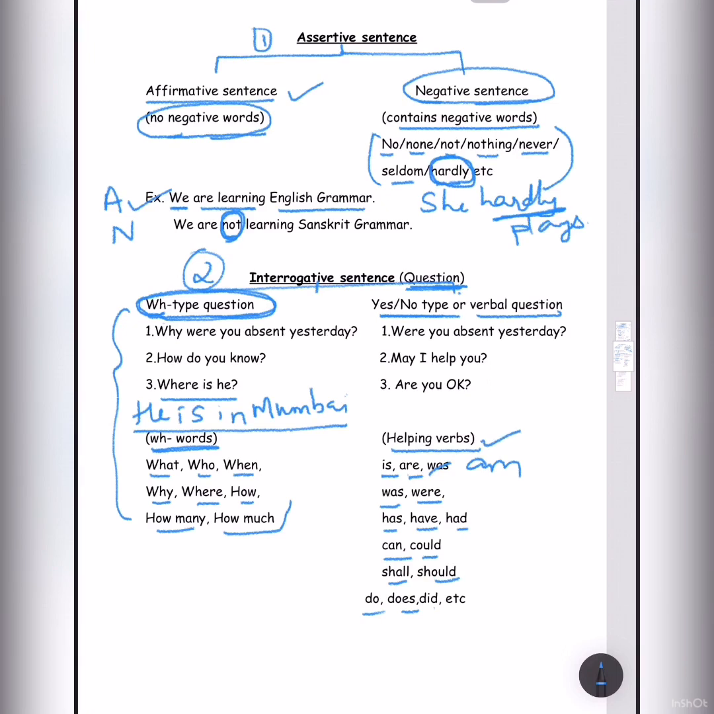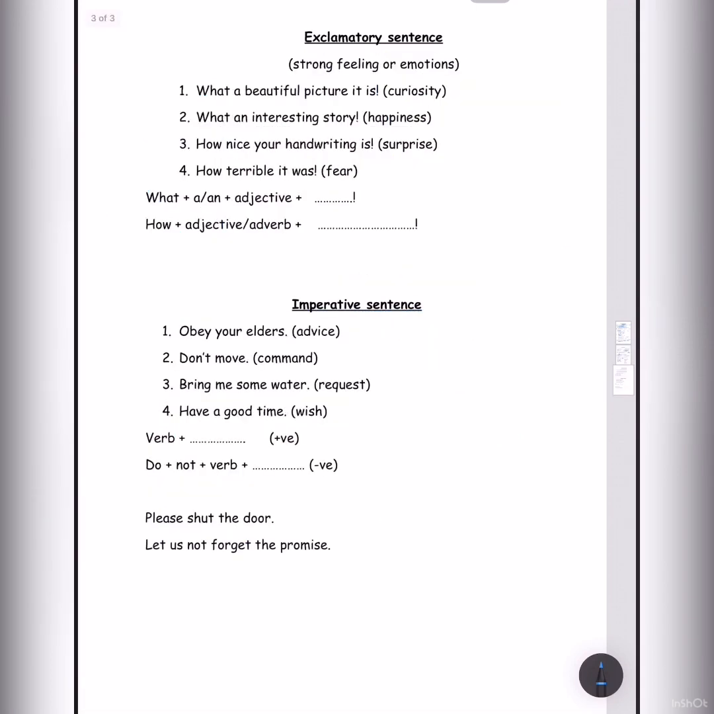For example, were you absent yesterday? The answer which you give will start either with yes or no. May I help you? Yes or no. Are you okay? Yes or no. So this type of questions are called yes and no type. Clear? The third one is exclamatory sentence.